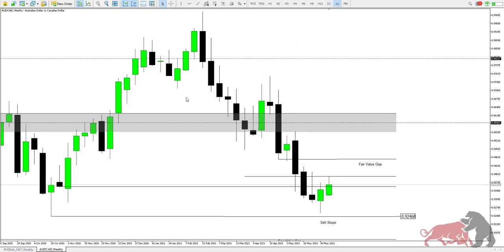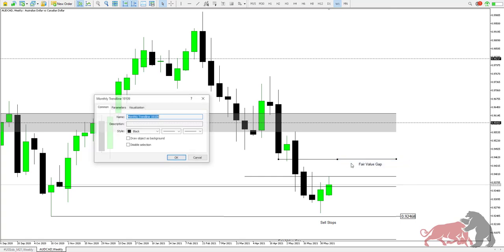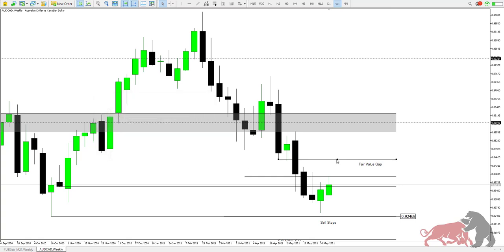Now I'm gonna go on to a weekly chart. I just need this to be precise. Now this is the weekly chart, and remember this fair value gap is on a monthly chart, right? That fair value gap is going to provide resistance. Got price coming into this range and find resistance to trade lower.